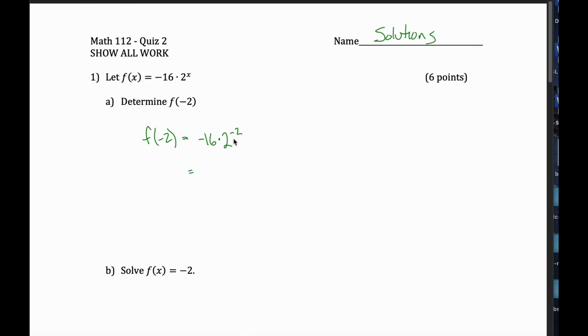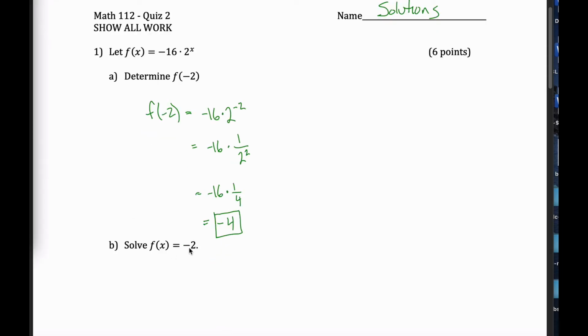And to evaluate this, I guess you need to know what 2 to the negative 2 power is. But 2 to the negative 2 power is 1 over 2 squared, because negative exponents, informally speaking, mean take the reciprocal of that base. And since 2 squared is 4, this is just negative 16 times a quarter, which is negative 16 fourths, or negative 4.